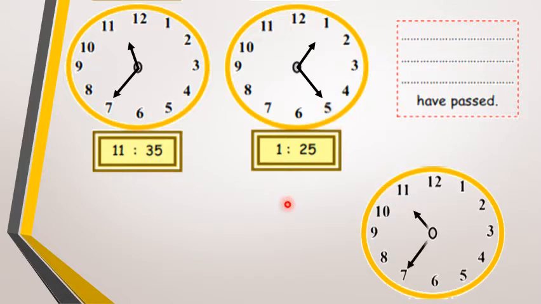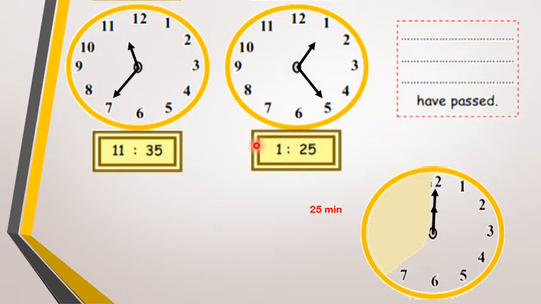I started at 11:35. Okay? First, I want to calculate how many hours passed. So the long arm must be on 12 to calculate the hours. So I move the long arm all the way here. So it will be on 12. This means the short arm will move to the next hour, which is 12. So the time passed from here to here is 25 minutes. Okay? Now I changed the minutes.